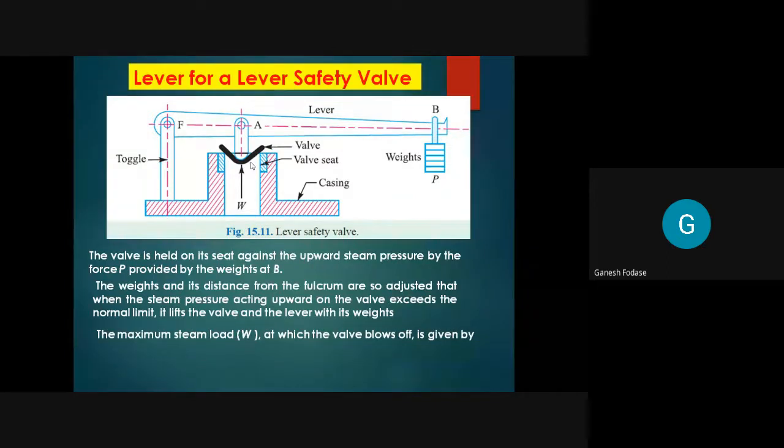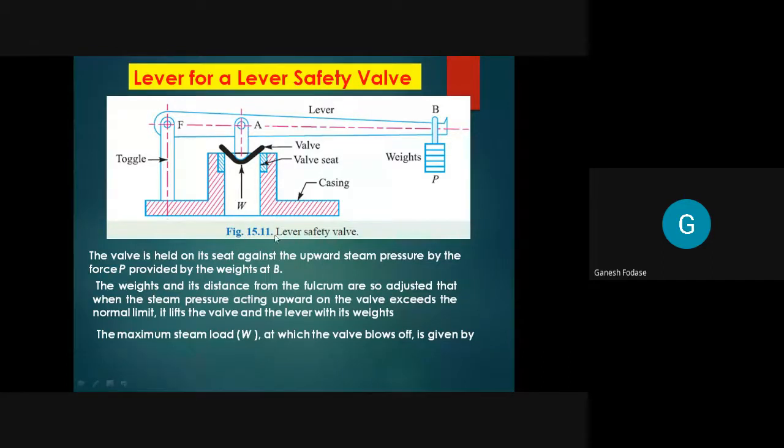Maximum steam load. I'm talking about this capital W. The maximum steam load W at which the valve blows off. I have to find out this load W first. How much maximum steam load will act at which this valve blows off? Blows off means it will open, and that we need to find out. How can we find out this W? Anyone? What is W first? W is the maximum steam load acting from the boiler side, and we know at this steam load, this valve will blow off, meaning it will open.